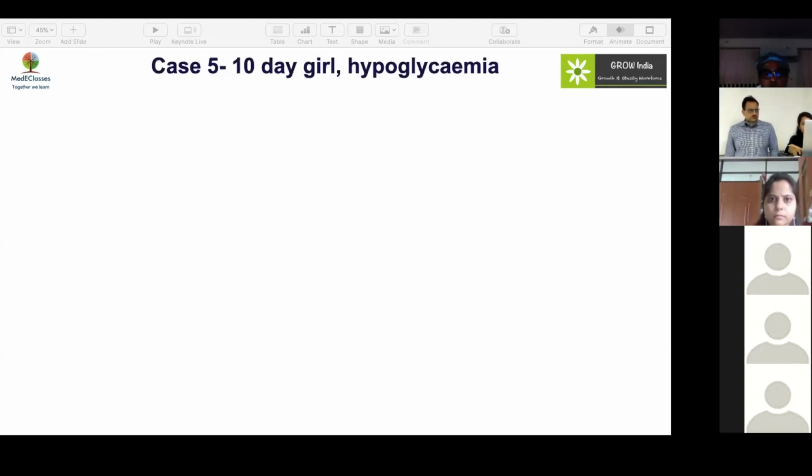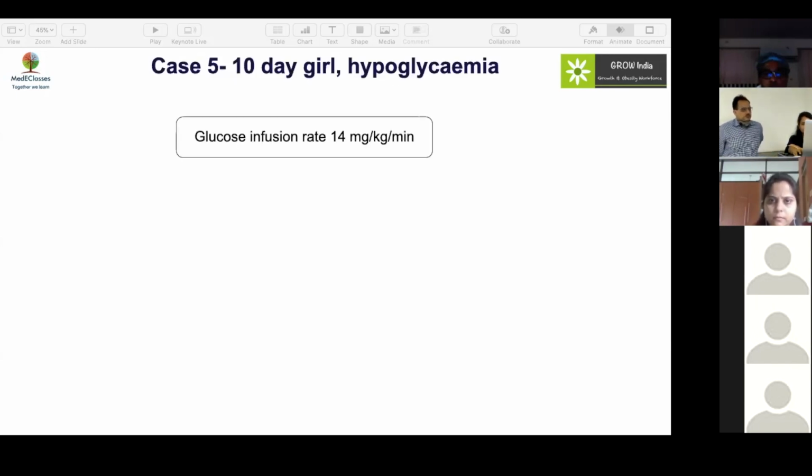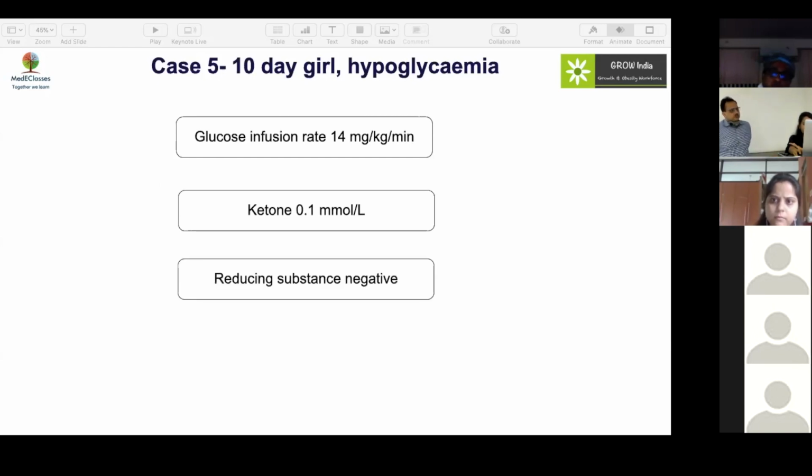Now, the next case is a 10-year-old girl presented with hypoglycemia, and her glucose infusion requirement was 14 mg per kg per minute. That was very high, and ketone was undetectable, and urine for reducing substance was negative. So, Sajali, what will be the diagnosis and how will you approach this case?